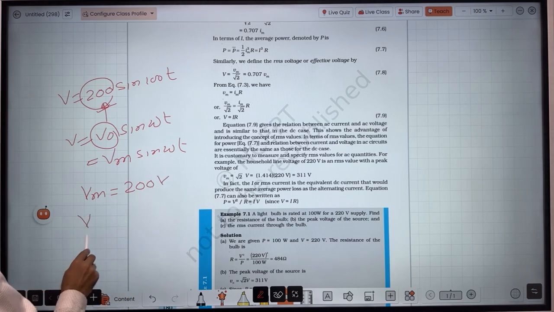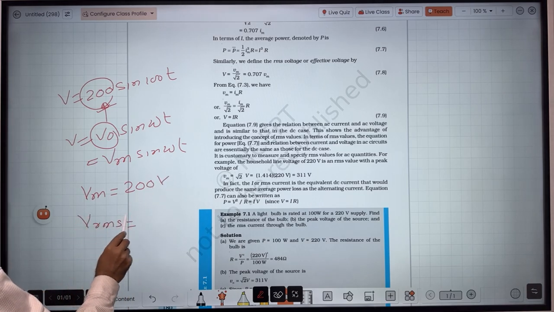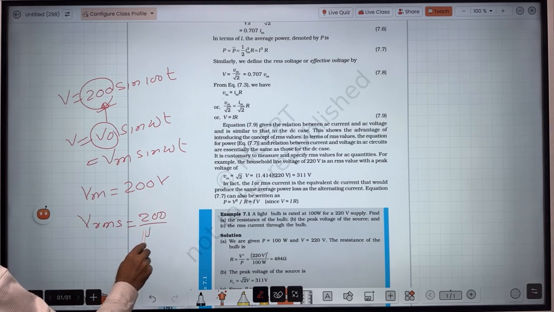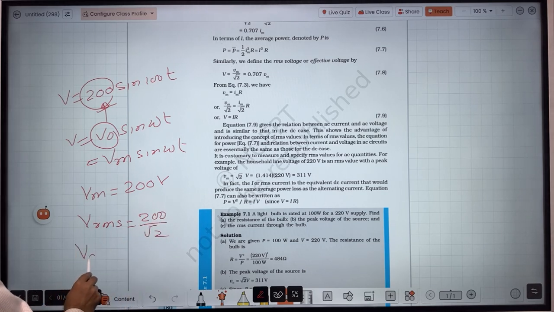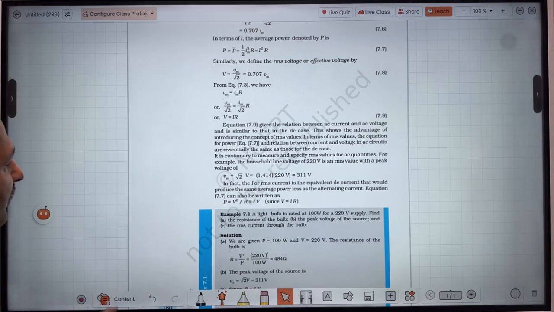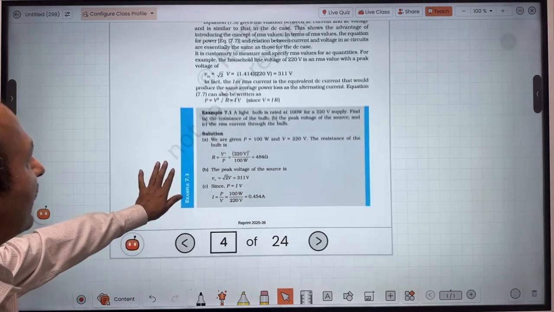Now suppose we want to find out VRMS. So what we do? We take 200 divided by root 2. And the V average, suppose we want to find out. So just write 2 upon pi into 200 volt. So I think you have understood. Correct? So now we are going to solve one numerical.